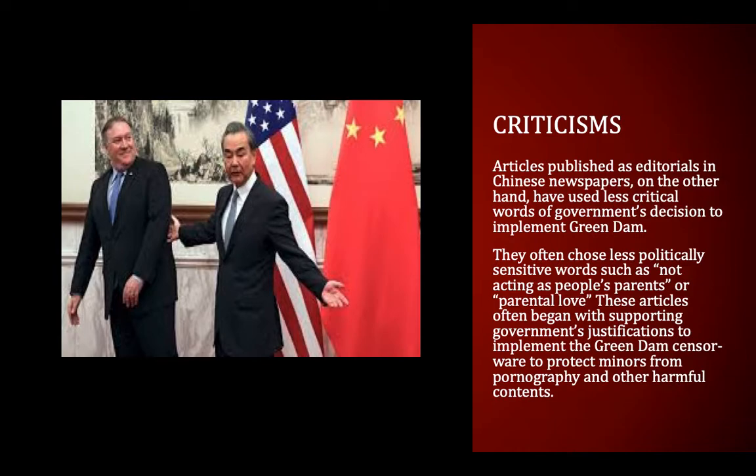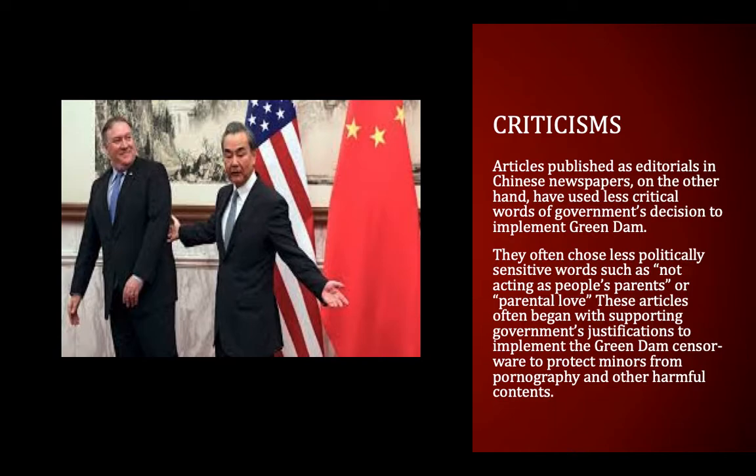Criticism was published by editors and new Chinese newspapers and others, who used less critical words about the government decision to implement the Green Dam. So pretty much the Green Dam, like I said, was a piece of software installed on all personal computers. Every computer that was going to be made in China had to have this software. It allowed the CCP to track every single citizen and their internet behaviors. There was a lot of pushback on this.